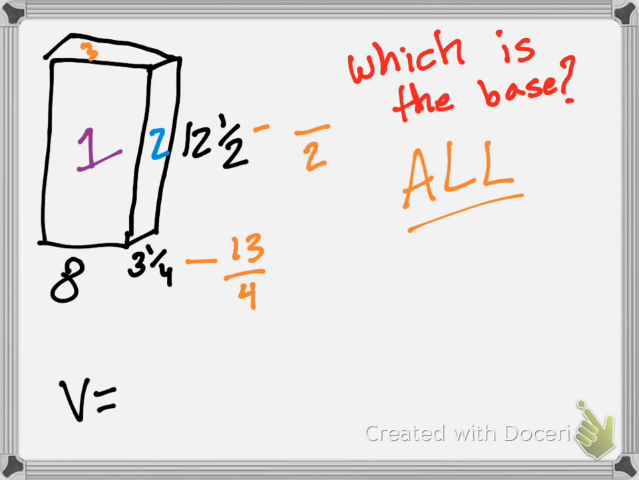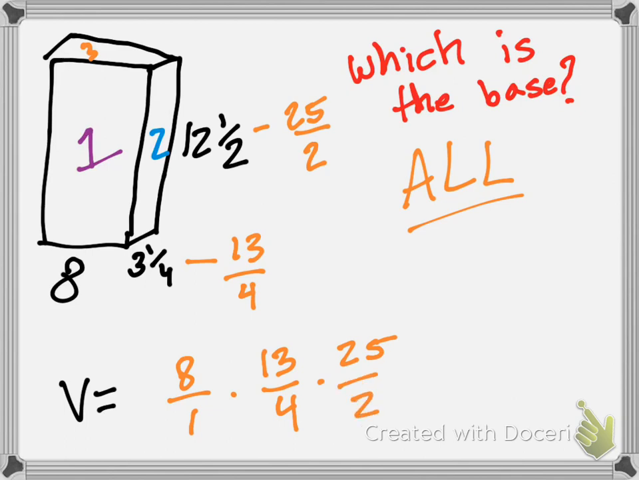And who can tell me what the numerator is going to be, Malia? 25. Perfect. 25. Because we've got 12 times 2 is 24. We add it to the 1 and we get 25. So we're going to multiply this. I have 8 over 1 times 13 over 4 times 25 over 2.